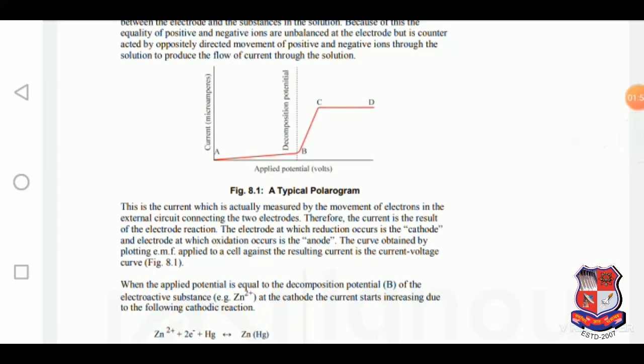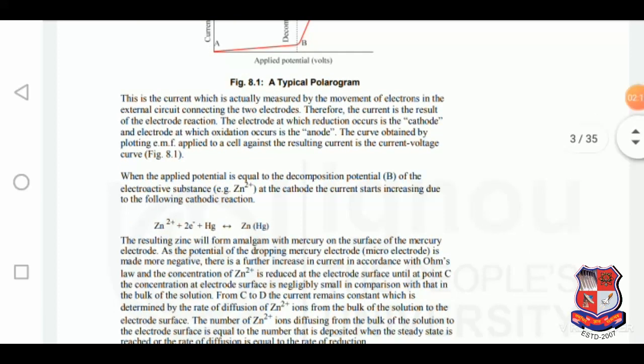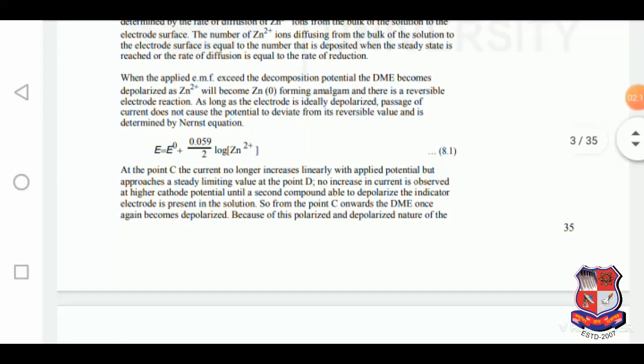This is a typical polarogram in which the detection of the element is according to the potential difference on the x-axis, and on the y-axis the current was measured in microamperes. This is the equation of potential difference in EMF: E is equal to E0 plus 0.059 divided by 2 log Zn plus 2.